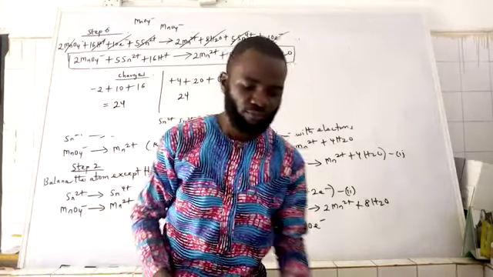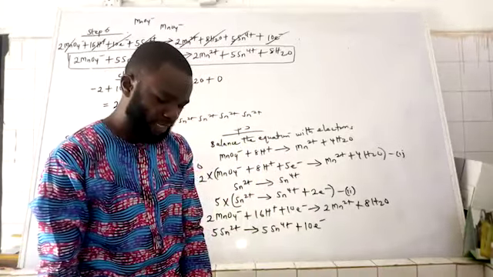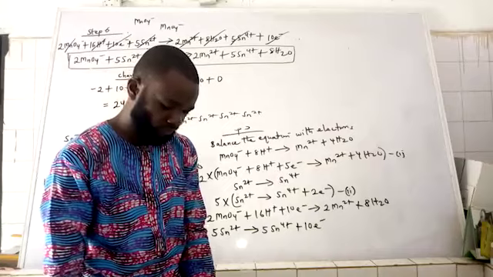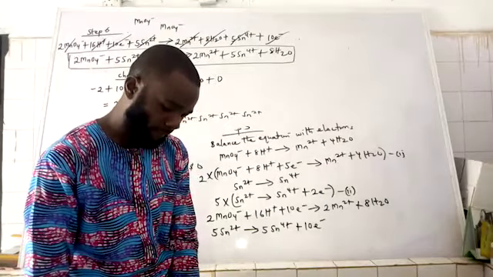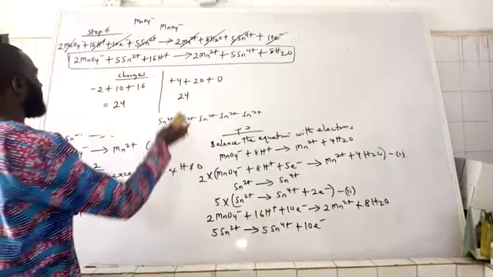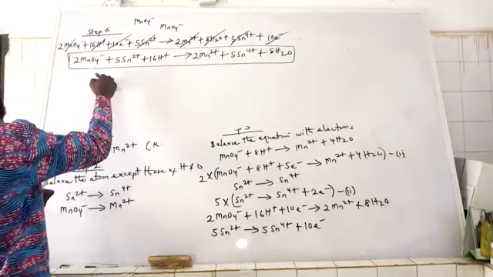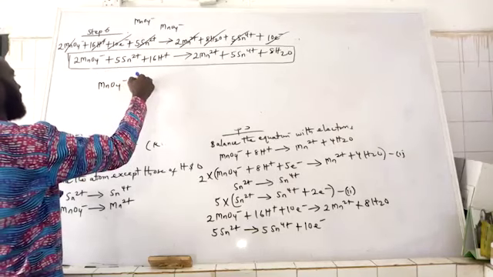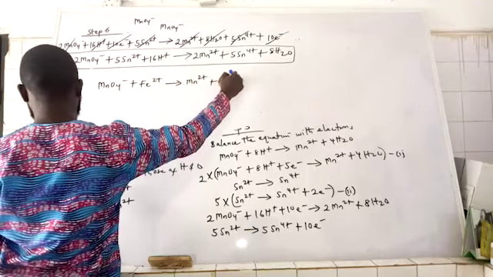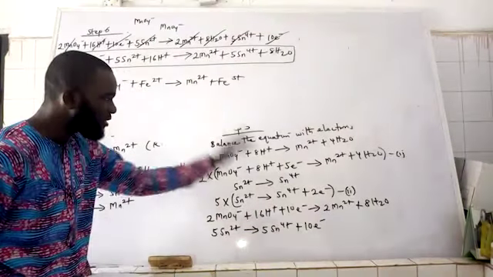So, for you to be able to try out questions on your own, let me give you an assignment. You can try this on your own. Balance this redox reaction in acidic medium, following the steps I've given you earlier.